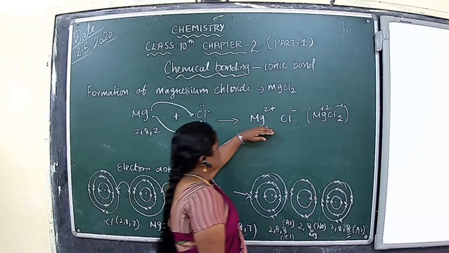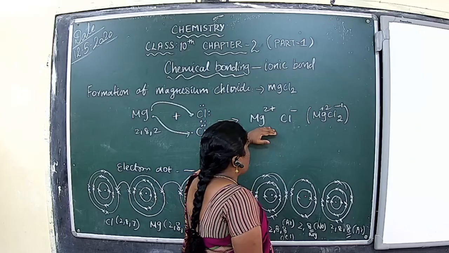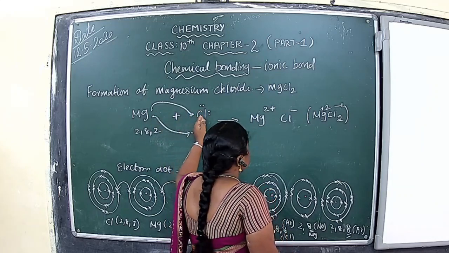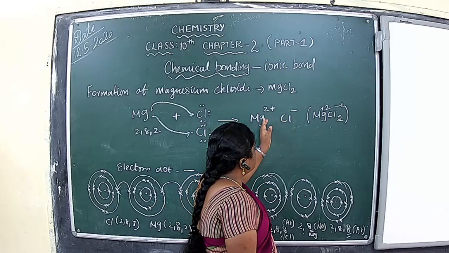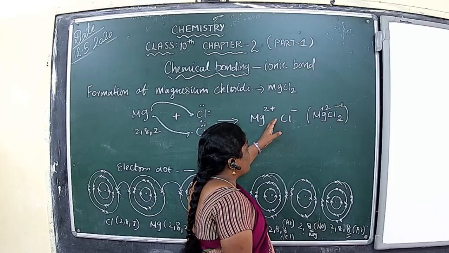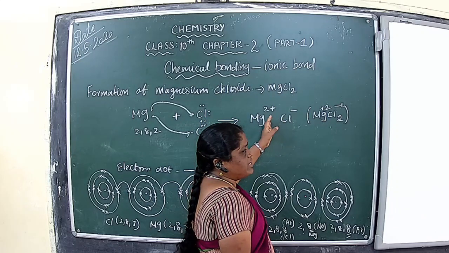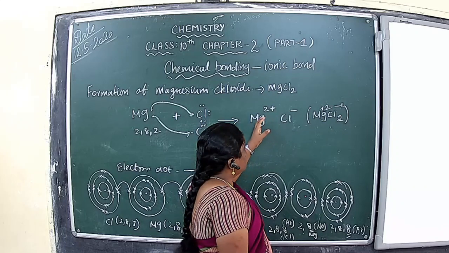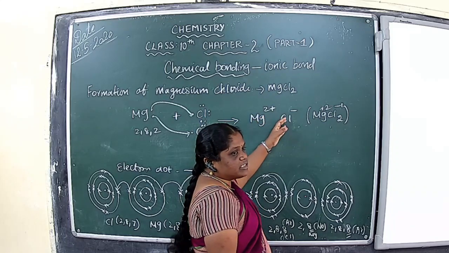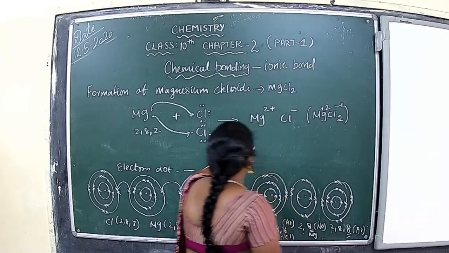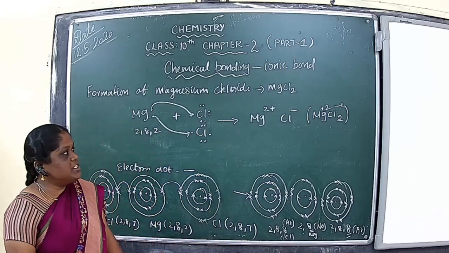So the ionic bond is formed between oppositely charged ions by transfer of the electron. One loses and the other gains. Between magnesium and chlorine there is an ionic bond, and the electrostatic force of attraction binds the oppositely charged ions, positive ions and negative ions. This is the formation of magnesium chloride.